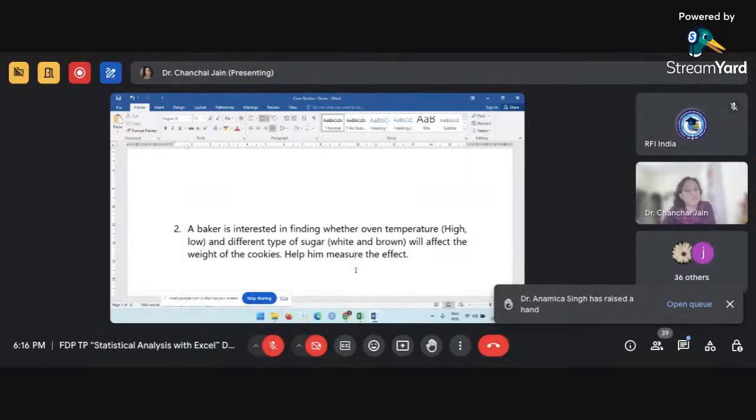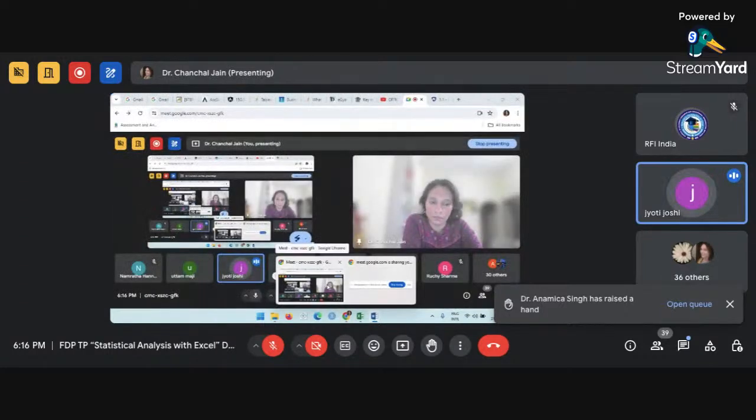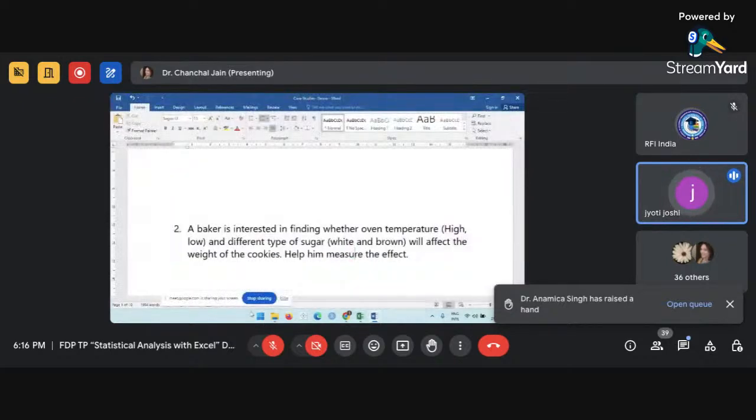Madam, can we apply the t-test over here? Because these groups, they are related. It depends on what type of sugar level and the baking. Okay, fine, Jyoti ma'am. I think you said the t-test, right? Dependent sample t-test. Any other? Dependent sample t-test.